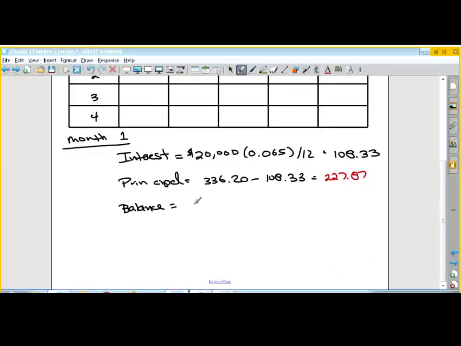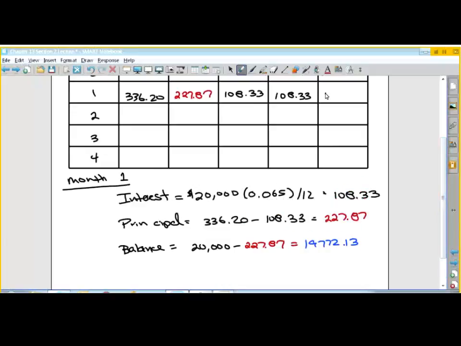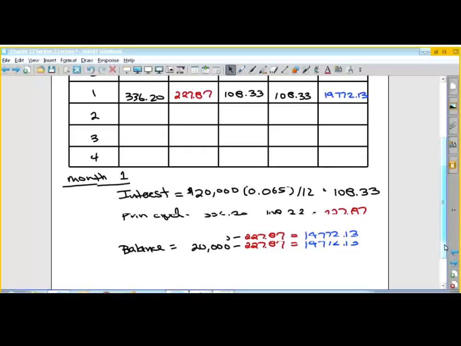So the balance is your old balance, which is $20,000, subtracting your principal, which is the amount that was part of the payment, which was more than the interest, and that difference gives you your new balance, which is $19,772.13. So that goes right here. And then you just start over again. So we'll do 2 months worth by hand.